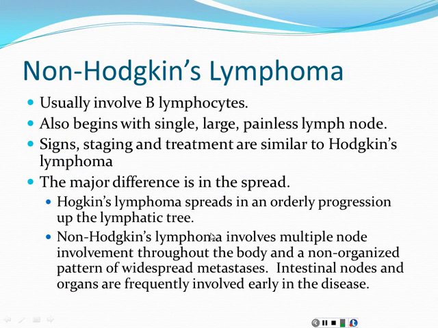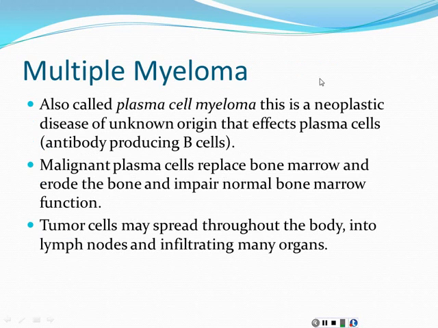Non-Hodgkin's doesn't. It'll skip around. So you might have a lymph node in your neck, and you might have a lymph node in your groin, and you might have one at your ankle, and one at your elbow. So there isn't that orderly spread of the disease like there is in Hodgkin's lymphoma. All right, so Hodgkin's and non-Hodgkin's lymphomas affecting the lymph nodes primarily, but can affect the liver and spleen because they also have lymphoid tissue.